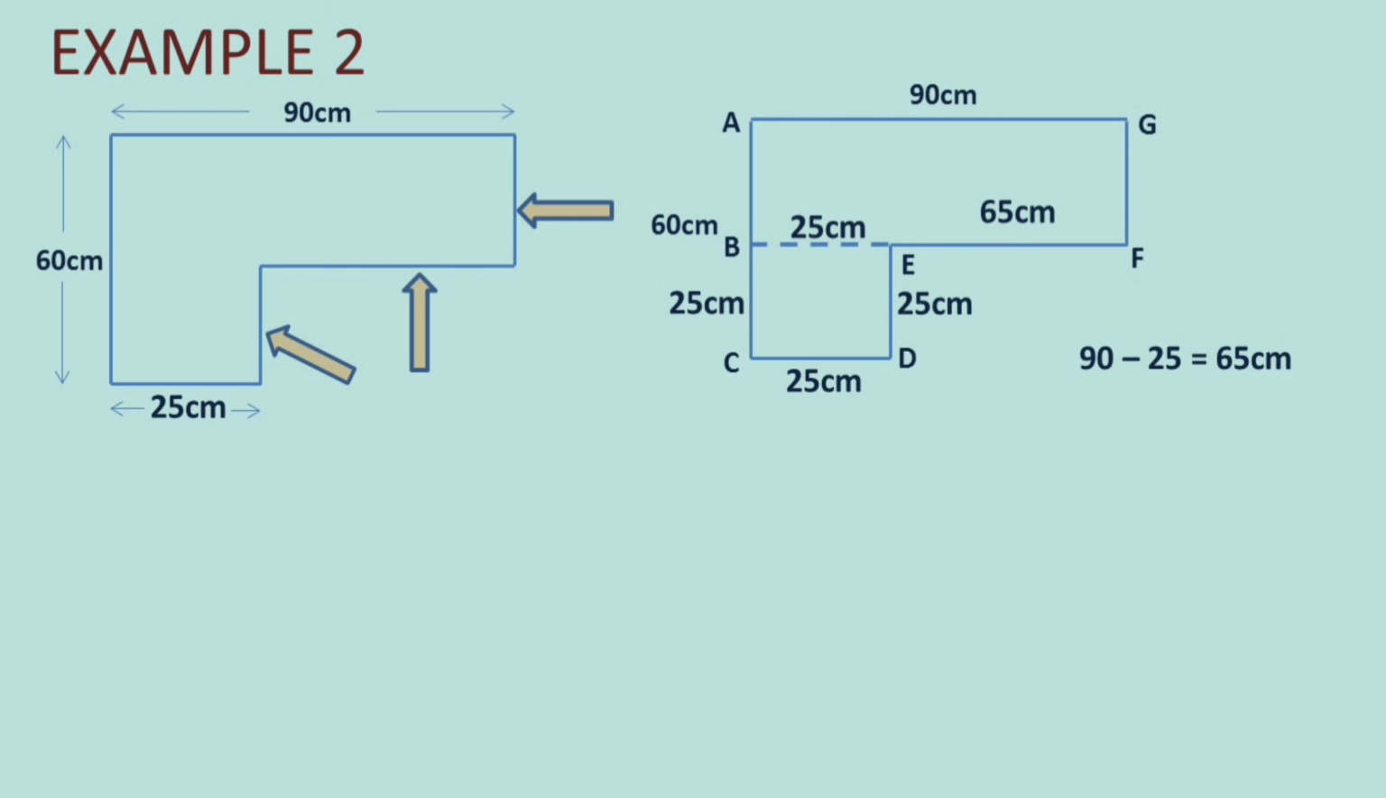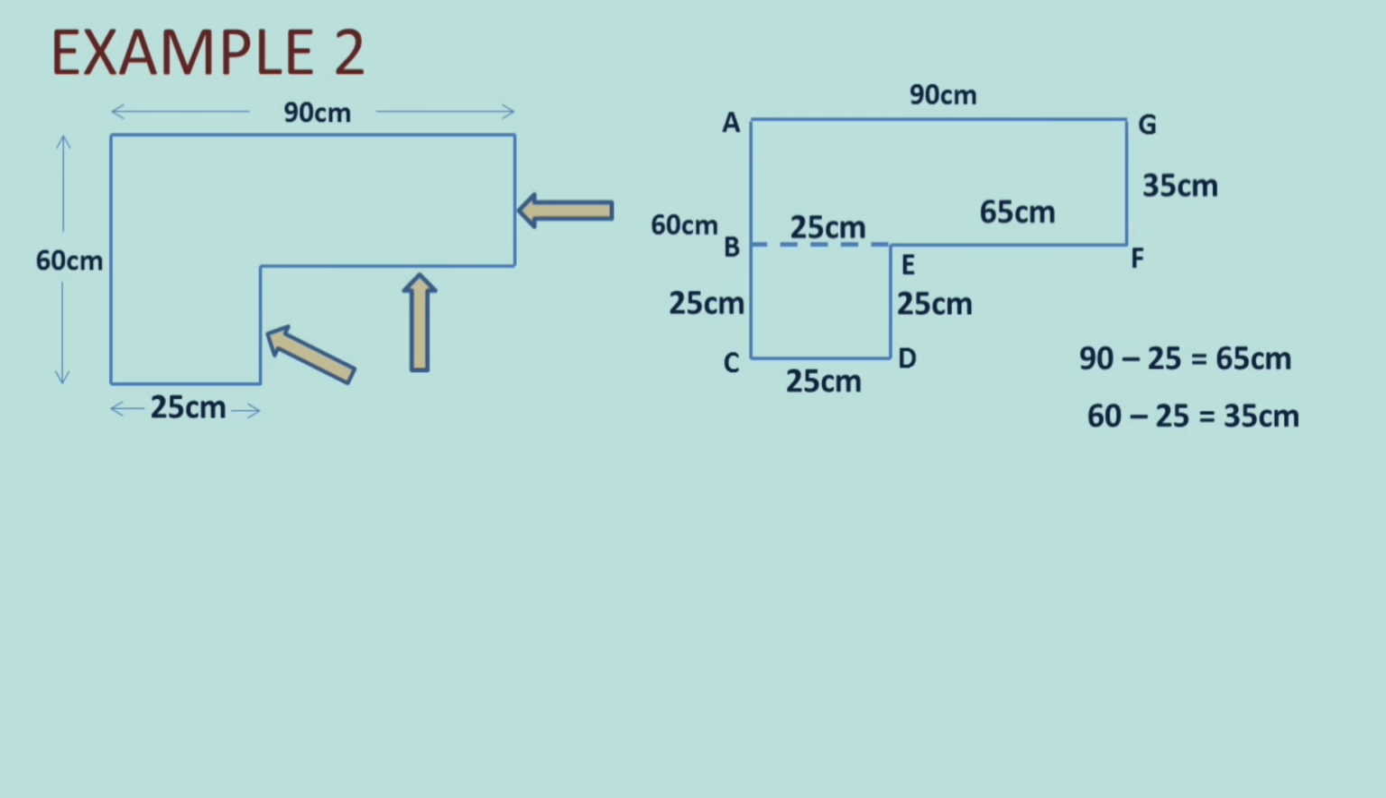FG is equal to AB, so if we know the value of AB, then you have the value of FG. AC is equal to 60 cm and BC is equal to 25 cm. To get AB, subtract 25 cm from 60 cm. 60 minus 25 is equal to 35 cm. Hence, AB is equal to 35 cm. Since AB is equal to 35 cm, FG will be equal to 35 cm.